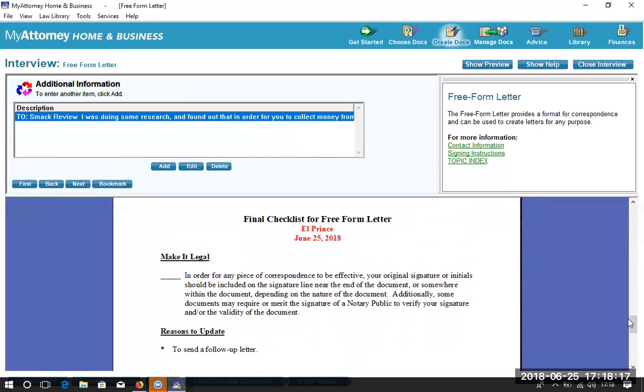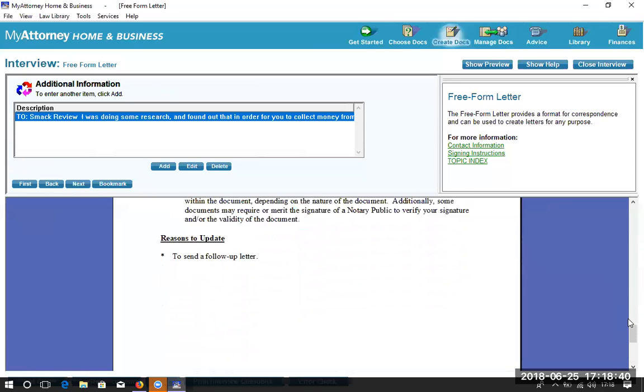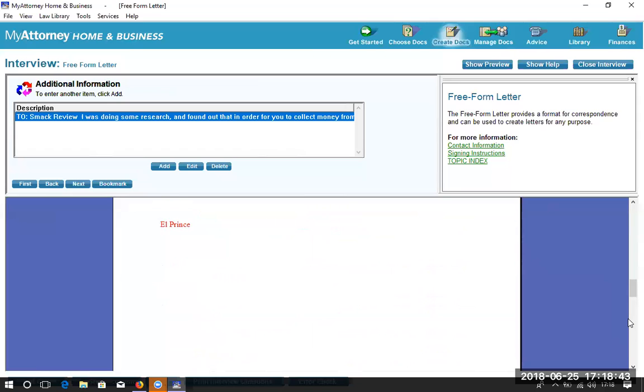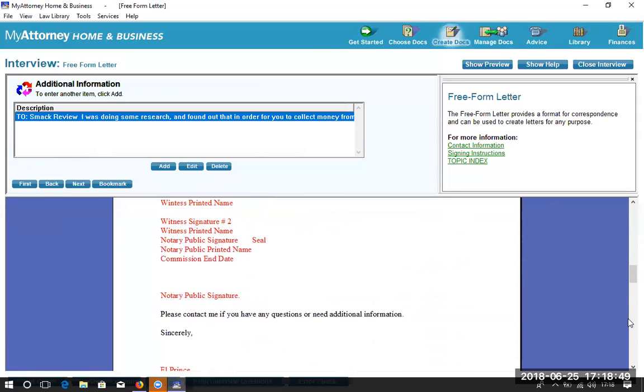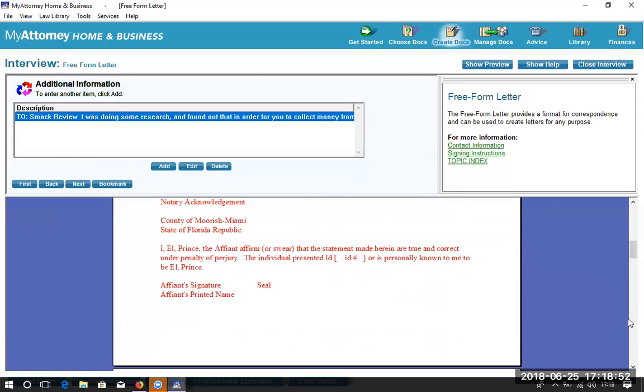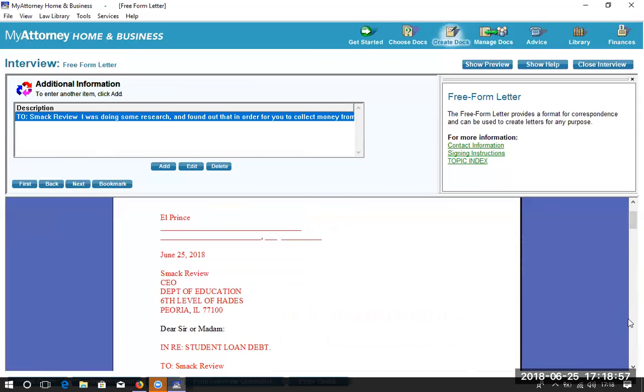And then this is the beautiful part about this software, all right? In order for any piece of correspondence to be effective, your original signature or initials should be included on the signature line near the end of the document or somewhere within the document, depending on the nature of the document. Additionally, some documents may require or merit the signature of a notary public to verify your signature and or validity of the document. So, aren't you glad I already included that notary acknowledgement in there for you as well? Oh, yes. Please contact me if you have any need of additional information. Seal. Nice, short, to the point.